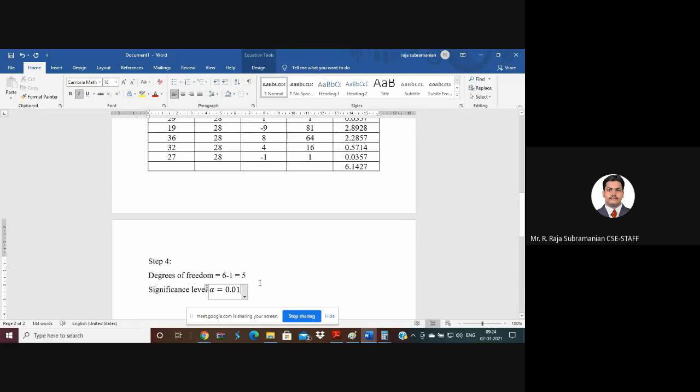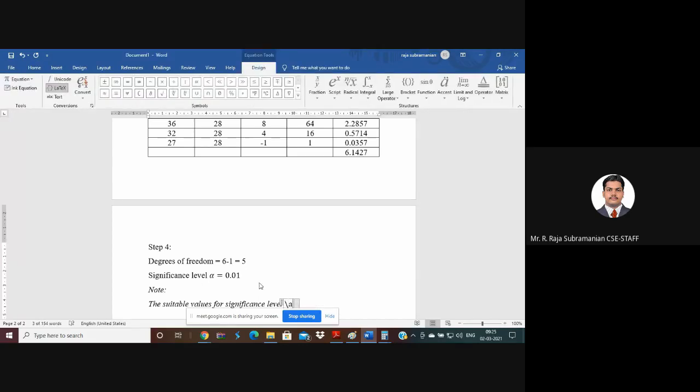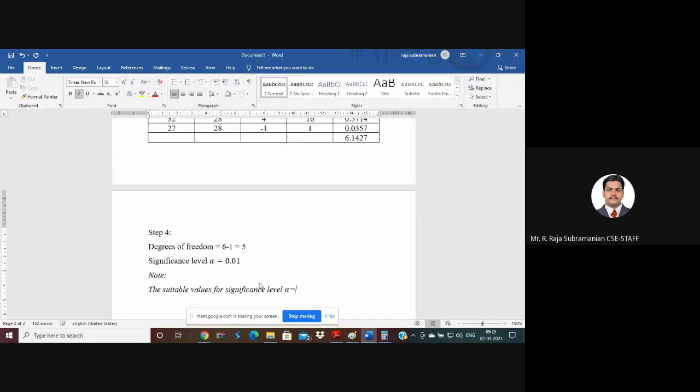So I'll also write, since I'm going to share this, a small note here. If the significance level is not given in the question, you take suitable values for the significance level. Alpha is equal to 0.01 to 0.05. So if you take between these ranges, it will be great.